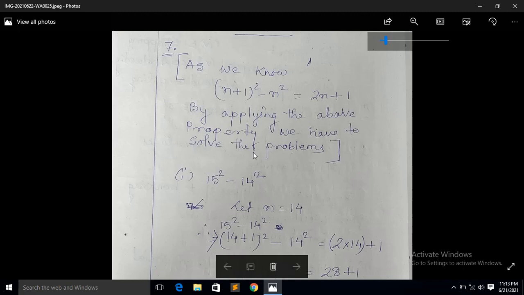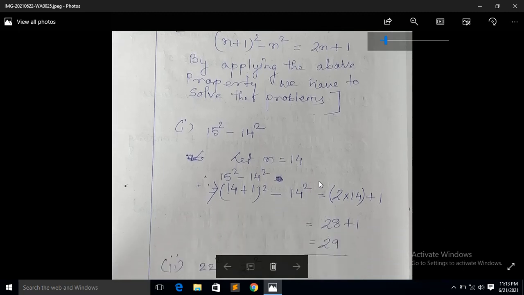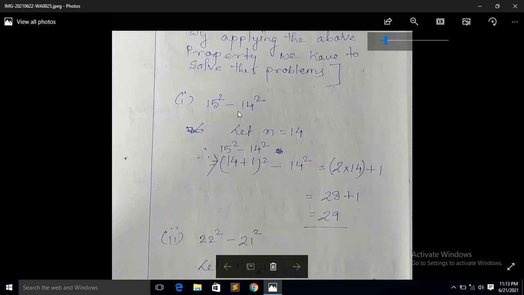By applying this property, we will solve these sums. We can directly use this formula. Now have a look how I have done. 15 square minus 14 square. You take the value of n, the smaller one, 14 always. So n is equal to 14. If n is 14, then n plus 1 will be 15. So I can write 15 square as 14 plus 1 whole square minus 14 square.